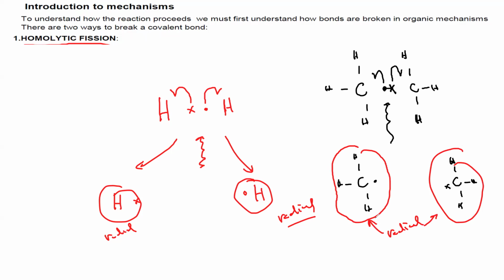So whenever a homolytic bond breaking occurs, it will produce a radical. A radical does not mean only a single atom with an unpaired electron. A radical also means a group of atoms with an unpaired electron. Is the concept of homolytic bond breaking clear? Any doubt in this? So when the bond breaks evenly, we call it homolytic bond breaking.